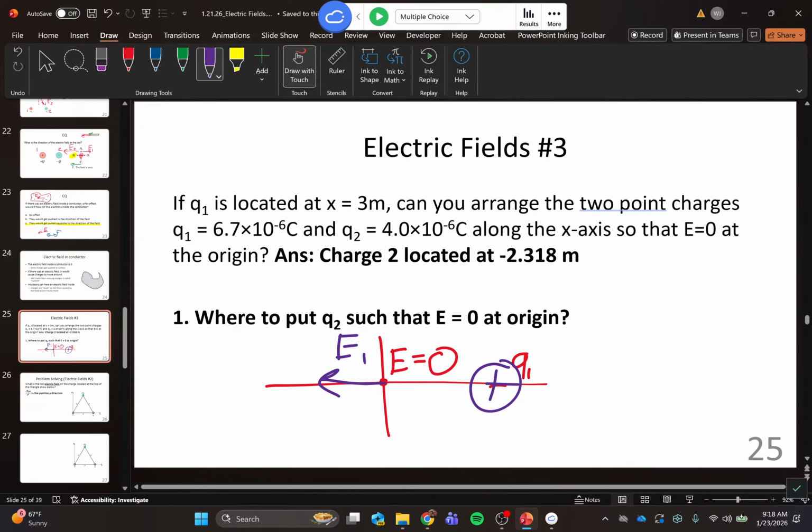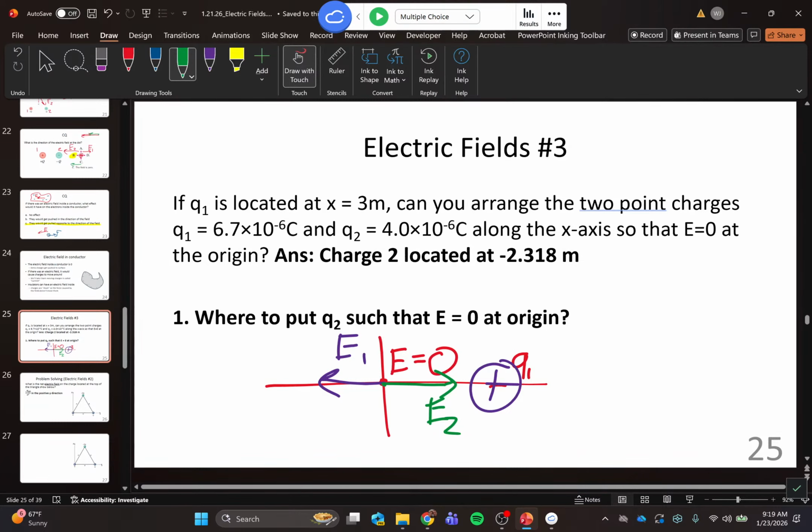Before I even do any math, we should be able to roughly predict where to put Q2 to cancel out that field. We know E1 currently is not 0. The electric field at the origin is not 0. How am I going to cancel that out? This should be a very obvious thing. I need a field the other way. One to the left. How do I cancel it and make one to the right? Where am I going to put charge 2 to make that happen?